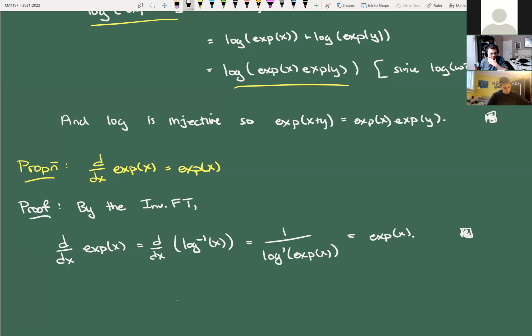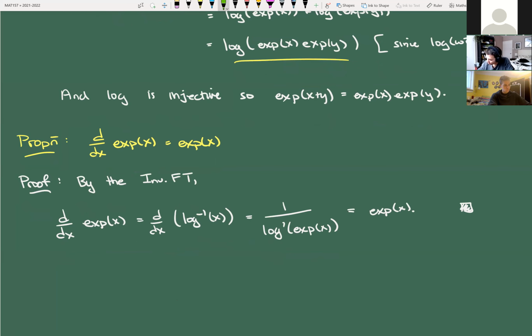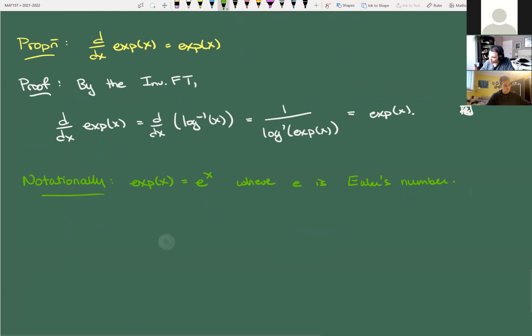Okay. So again, notationally, you can continue to write exp if you want, but notationally, exp x is e to the x, where e is Euler's number. And there's a little bit of sophistry here. Like, we need to convince ourselves that this makes sense.